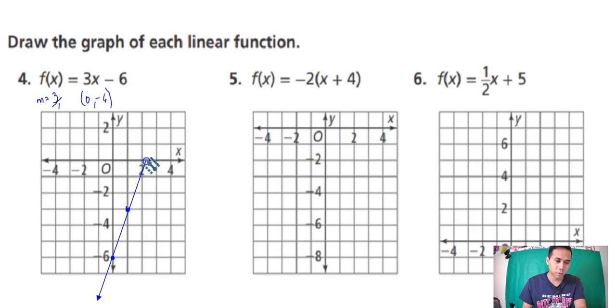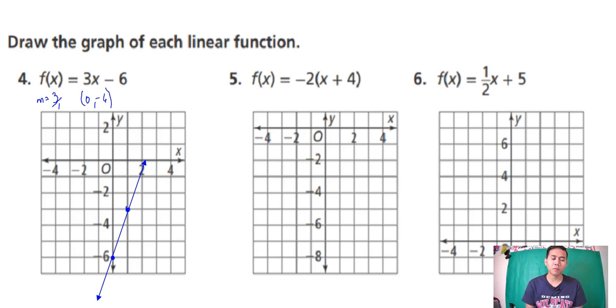There you go. I did connect them. So this is now the graph of the function 3x minus 6. All right, next one is we have the function f of x is negative 2, and then we have the quantity x plus 4.